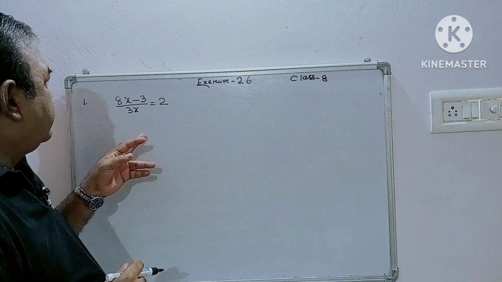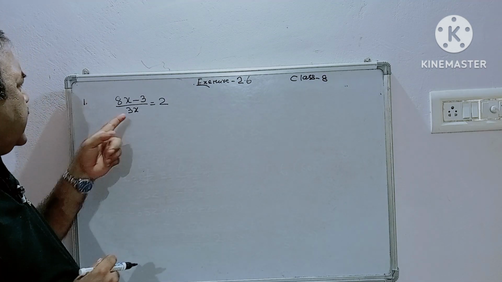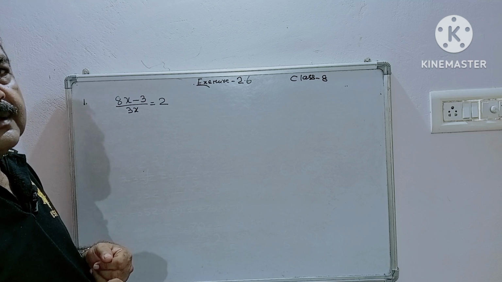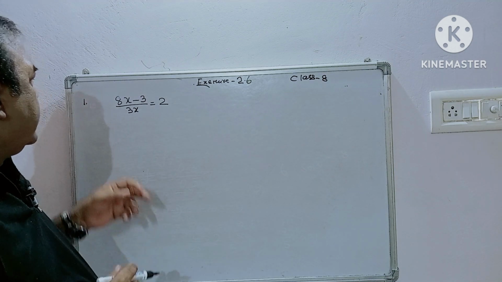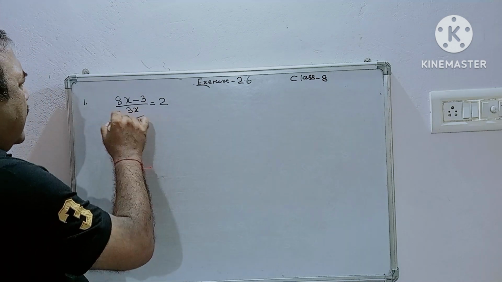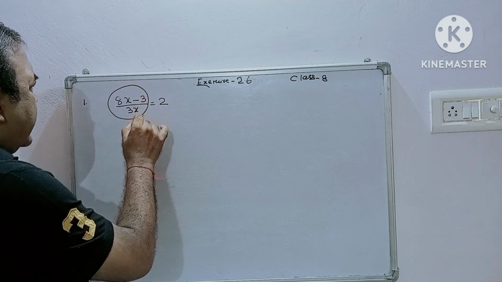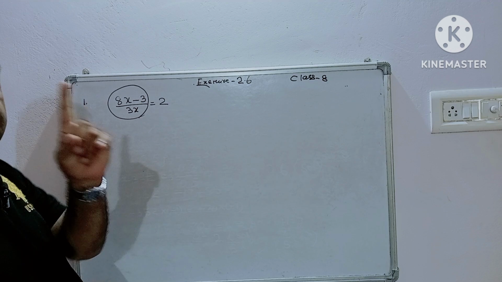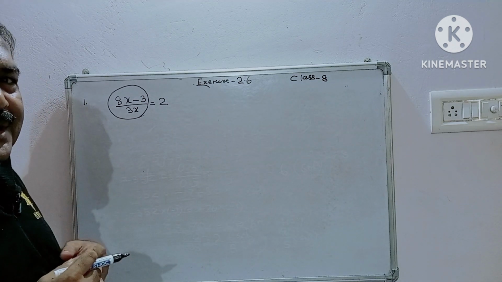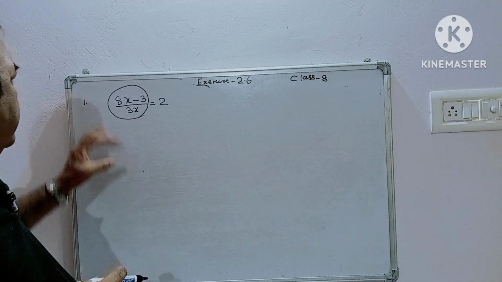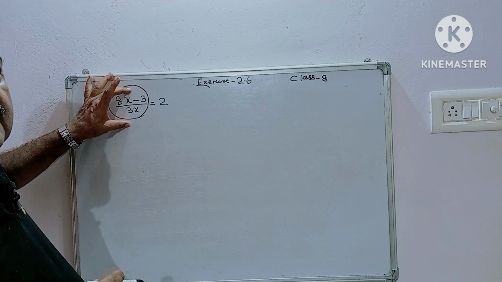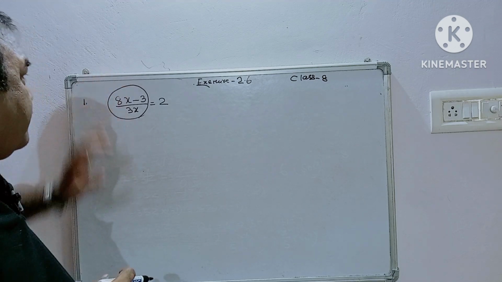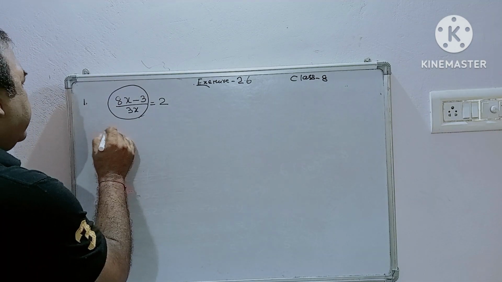And you see, this equation is not a linear equation because the expression on the left hand side of the equation is not linear. So what will you do here? We will have to put this expression into the linear form. How? You see.